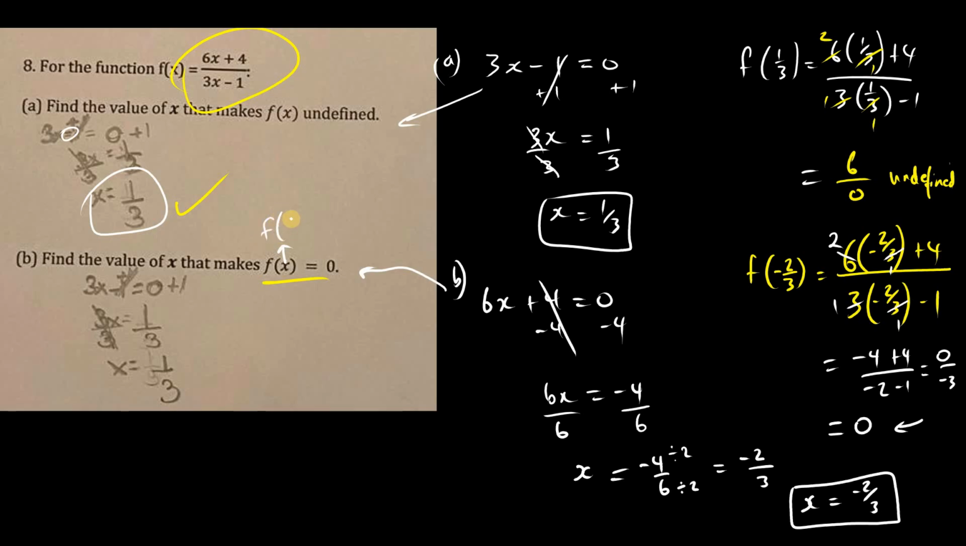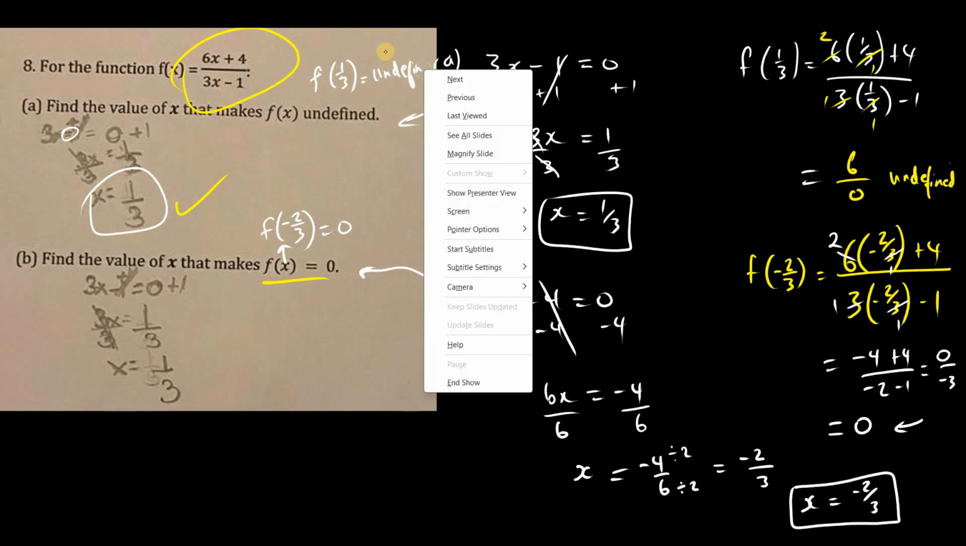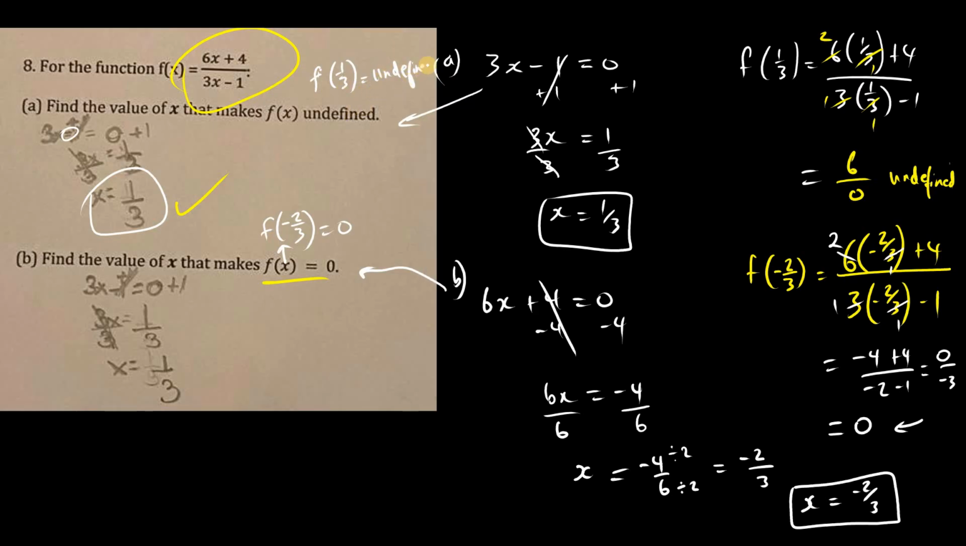So f of -2/3 gives us 0. While for this one, f of 1/3 gives us an undefined solution. In fact, it's not a particular solution. We do not know the solution. It's undefined. Cannot be defined. All right. So hopefully that's clearer.